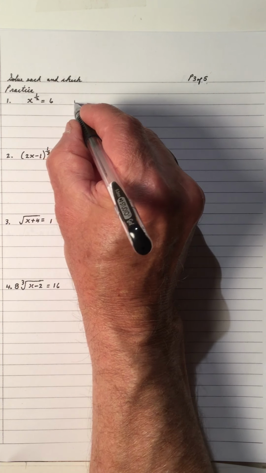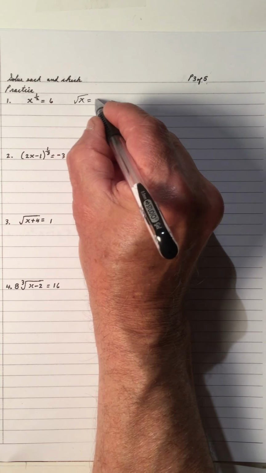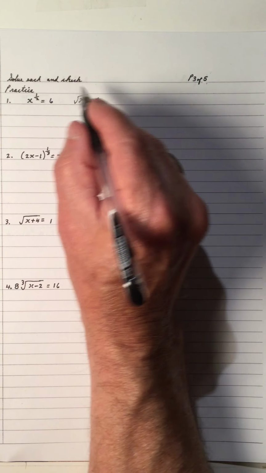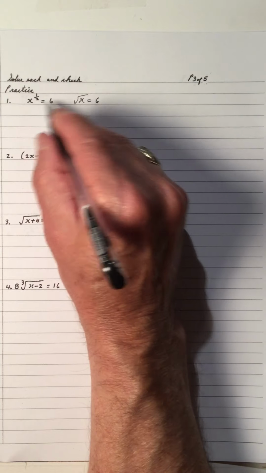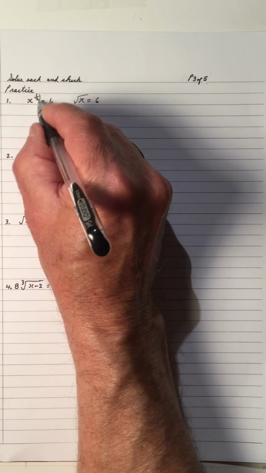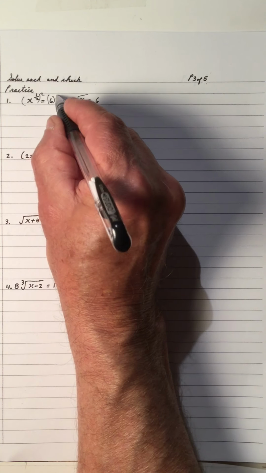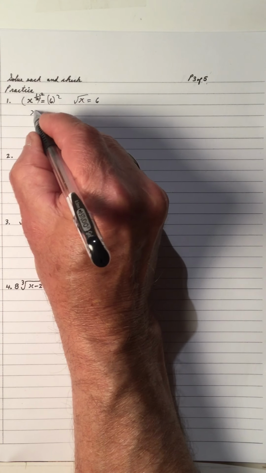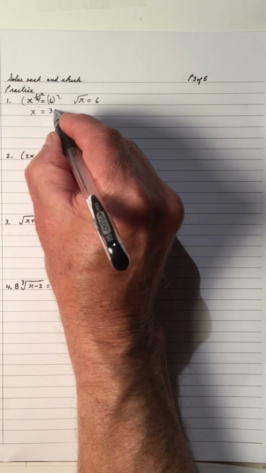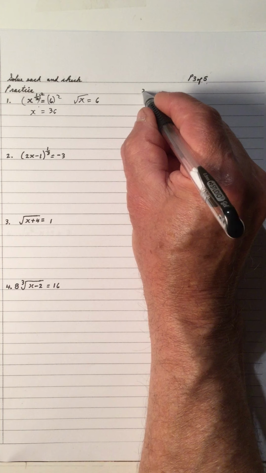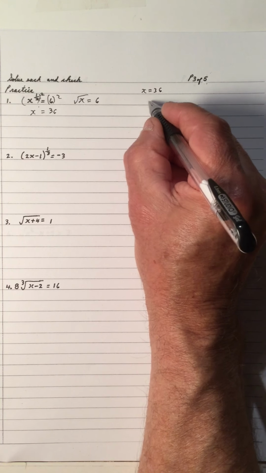So that's also the square root of x equals 3. So you can have a half, or you could have had the square root of x. But if you have a half, you square both sides. Reciprocal power, they cancel to give us a 1. It gives us 36. And x equals 36 is the answer.